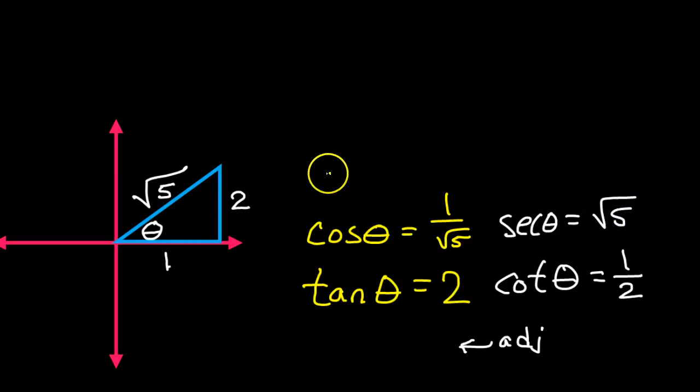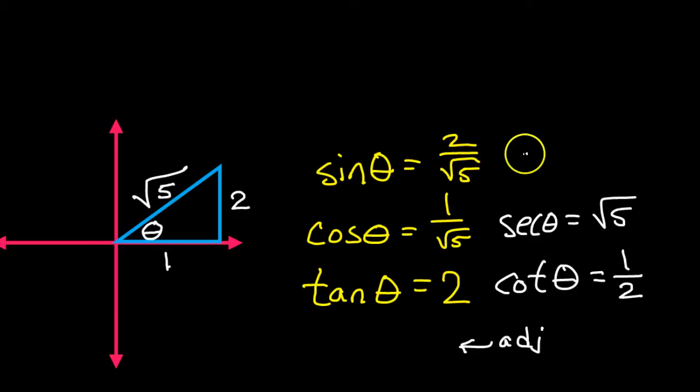That leaves the sine function. Sine is opposite over hypotenuse. So that's going to be 2 over radical 5. The reciprocal of that is called the cosecant. So the reciprocal will be radical 5 over 2. So those are all 6 trig functions.